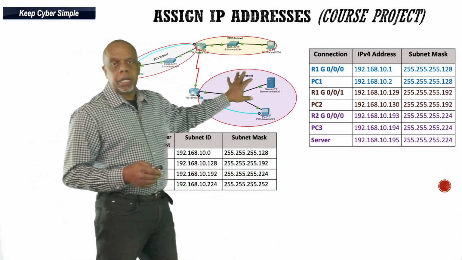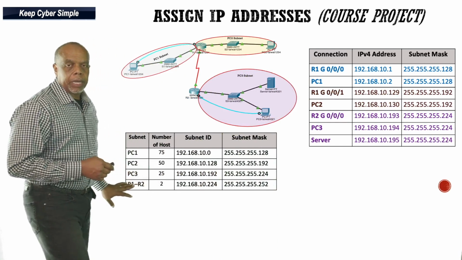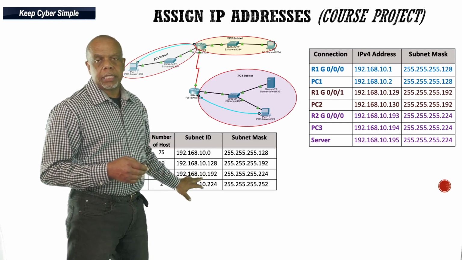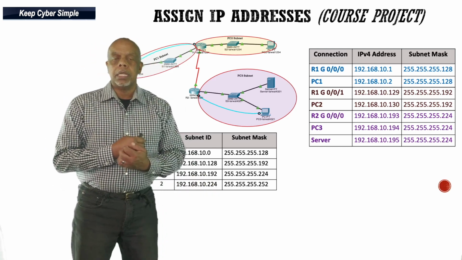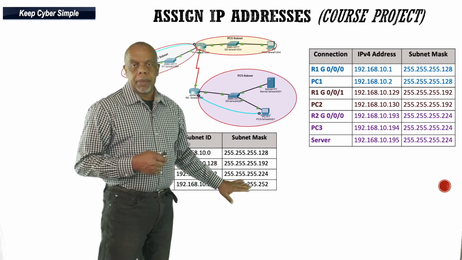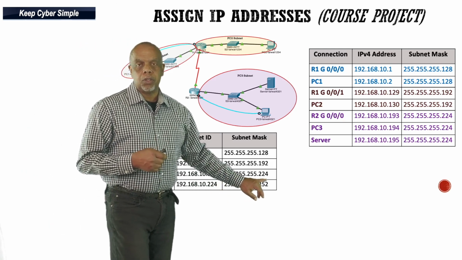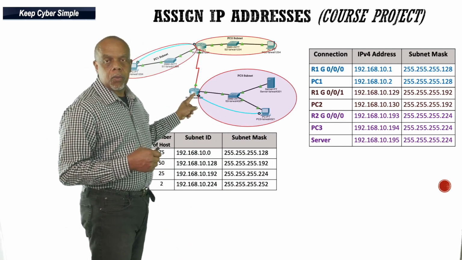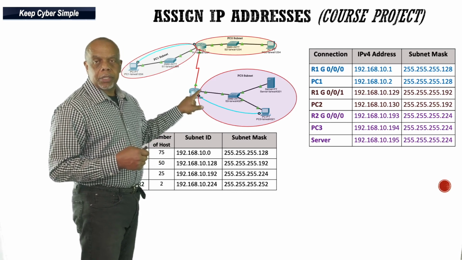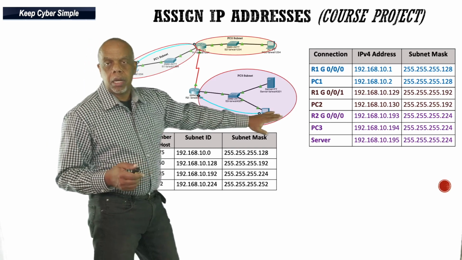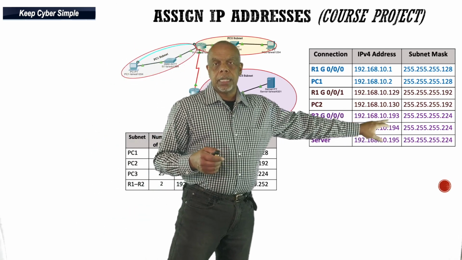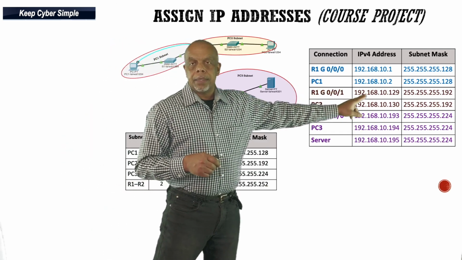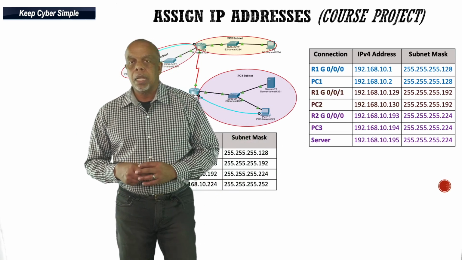Now, looking at this third subnet, PC3, I've got 25 IP addresses in there. The ID is 192.168.10.192, and the subnet mask is 255.255.255.224. This connects to router 2. So on router 2, on that interface, I would assign it the first assignable IP address of 192.168.10.193. Why? Because I cannot assign 192. That is the ID. And the subnet mask is going to be .224.